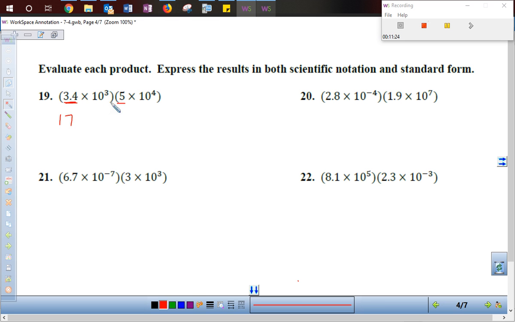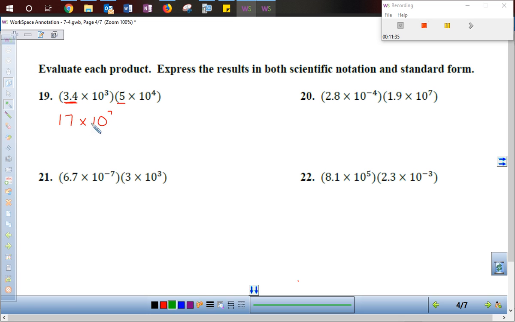Okay. Then I'm going to bring down my times 10. And since I'm multiplying these two guys, I'm going to add those exponents. And 3 plus 4 gives me a result of 7. Now, I hope that you notice that this isn't actually in scientific notation.